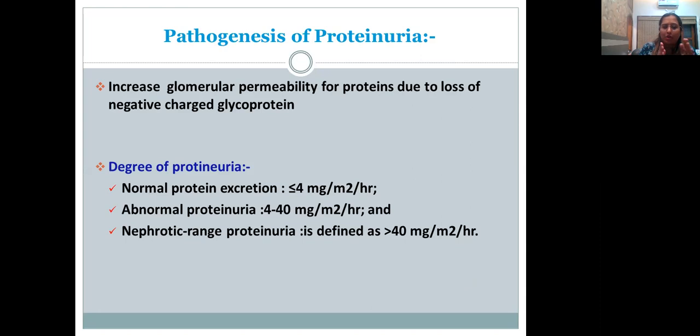So now we can also classify the degree of proteinuria. Normal physiological protein excretion has to be less than 4 mg per meter square per hour. Abnormal is when it is between 4 to 40 mg per meter square per hour. And nephrotic range proteinuria, as we have also seen in our first slide, is defined as more than 40 mg per meter square per hour.